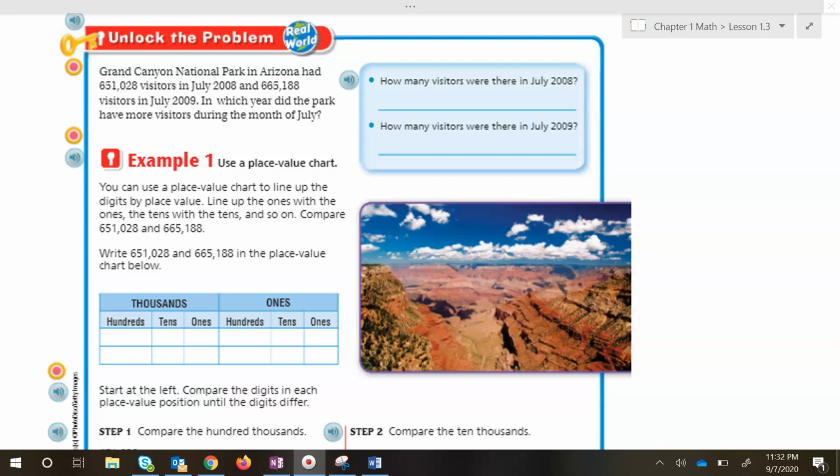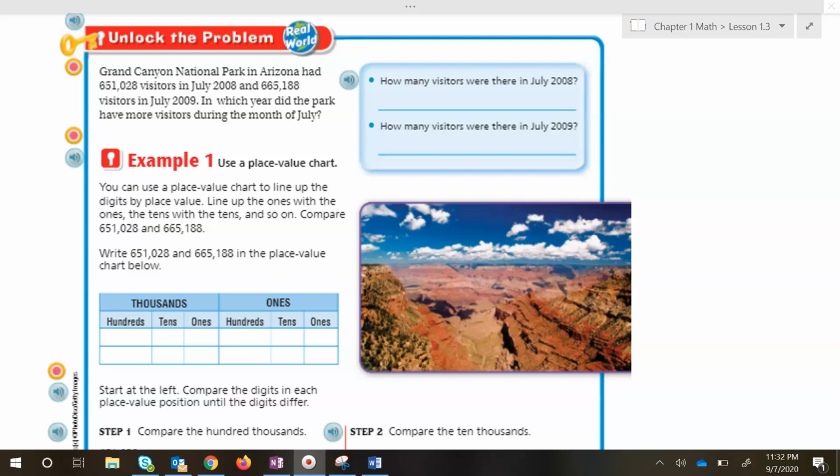Let's start here at the top. Grand Canyon National Park in Arizona had 651,028 visitors in July 2008 and 665,188 visitors in July 2009. In which year did the park have more visitors during the month of July?